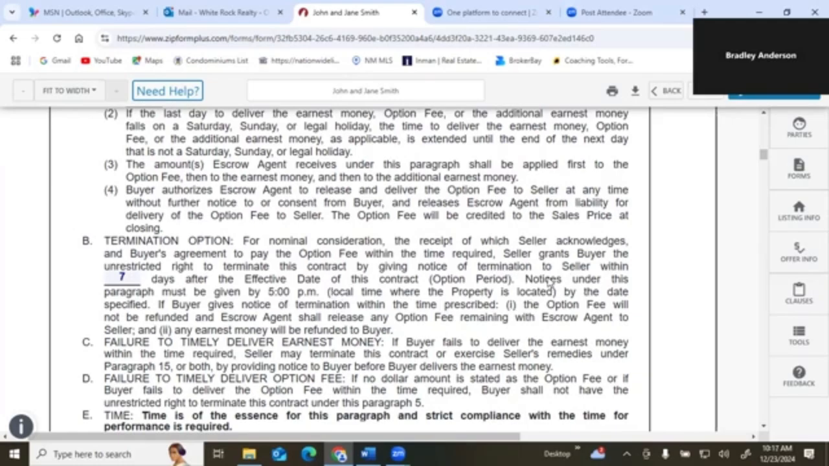It says notices, so if you do that, notices under this paragraph must be given by 5 p.m. local time where the property is, by the date specified. If buyer gives notice of termination within the time prescribed, the option fee will not be refunded, and the escrow agent shall release any option fee remaining with the escrow agent to the seller, and any earnest money will be refunded to the buyer.